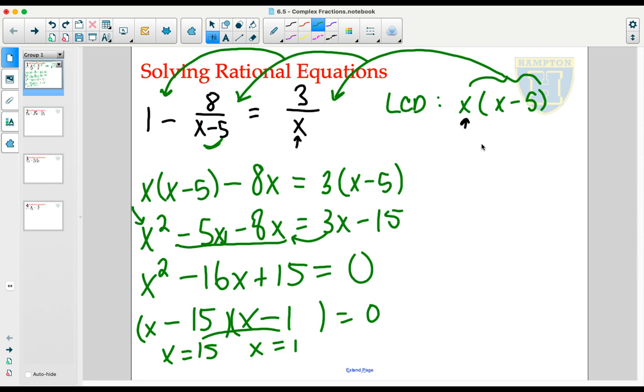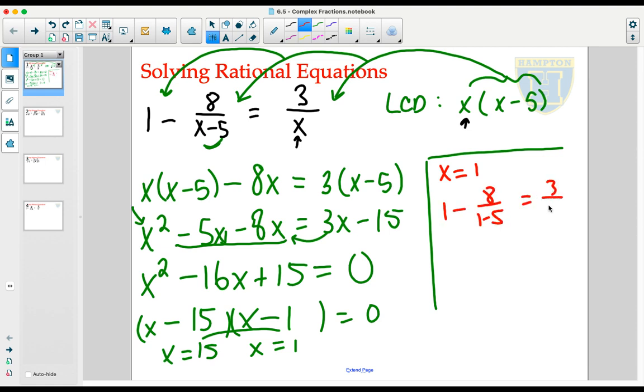So we'll take our 1 back in and we'll check our 1. So when x is equal to 1, we have 1 minus 8 over 1 minus 5 equals 3 over 1. This whole thing right here has a value of 2. 1 plus 2 is equal to 3, so that's good.